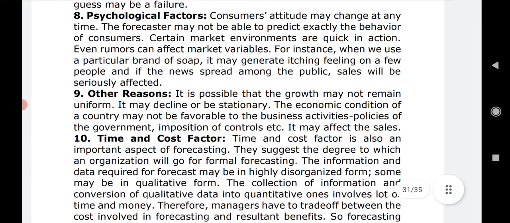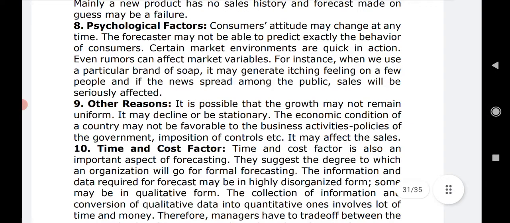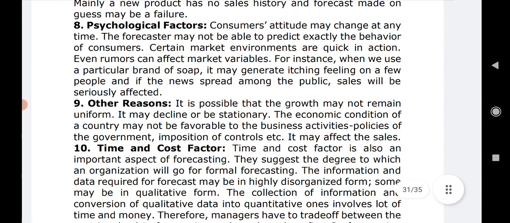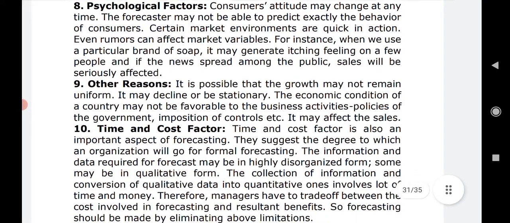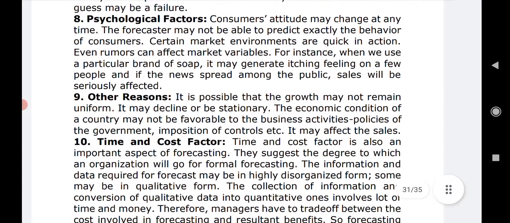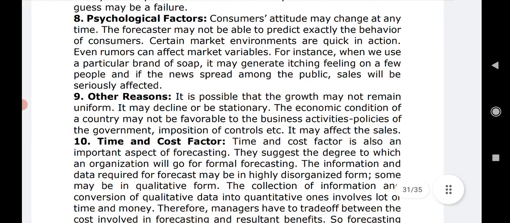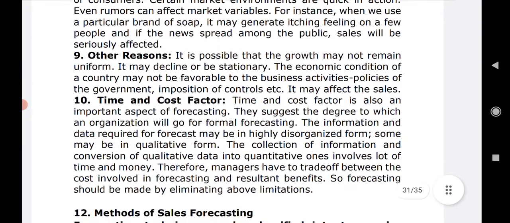You see, consumers' attitude may change from time to time. The forecaster may not be able to predict everything exactly about the behavior of the consumer. Certain market environments are quick in action, right? Even rumors can affect the market variables. So it is very important to check the psychological factors, and if psychological factors are not favorable or not studied properly, then it may lead to a wrong forecast.